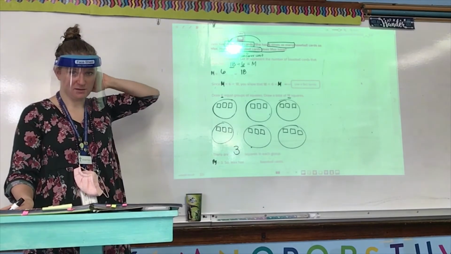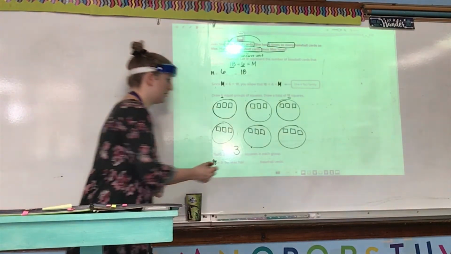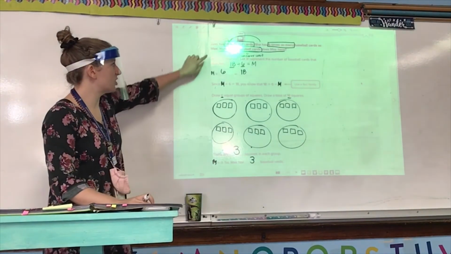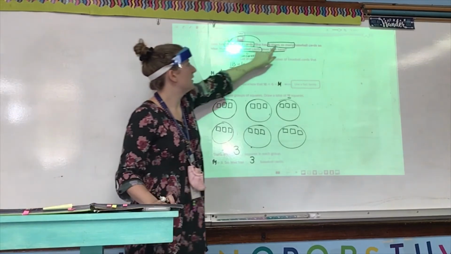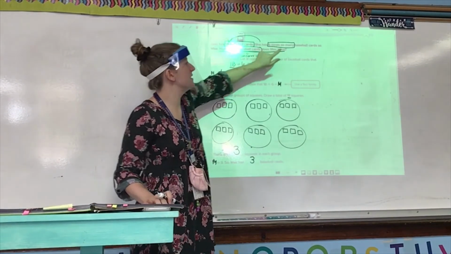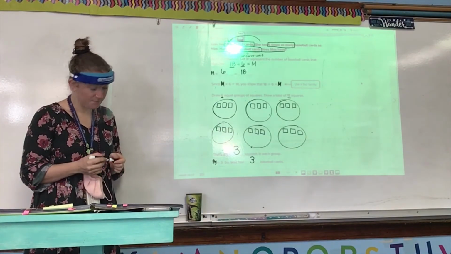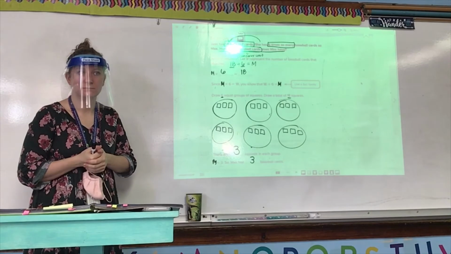Zari. So Max has 3 baseball cards. Good. Because I took Max's 3 baseball cards, I repeated it 6 times to get Jess's 18 baseball cards. Okay. Everybody feel okay about that?